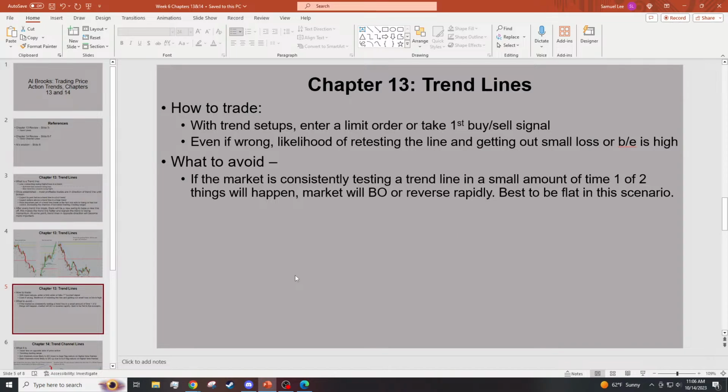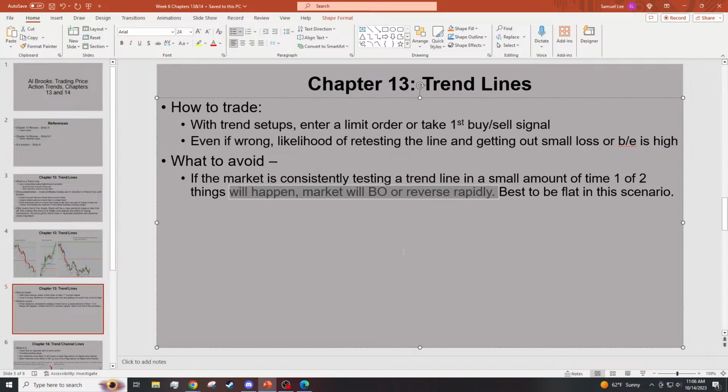And what do you want to avoid? Well, if the market is consistently testing a trend line in a small amount of time, one of two things will likely happen. The market will break out or reverse rapidly. And you're like, well, duh, Victor, what a call. But because the market is likely going to break out or reverse rapidly, it's going to do things really fast.